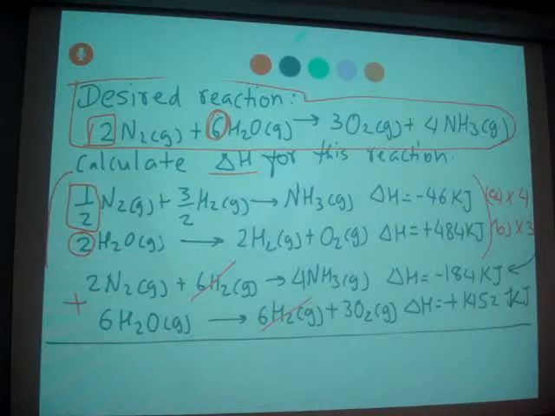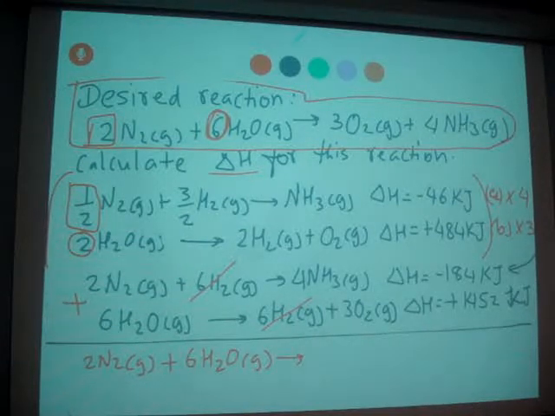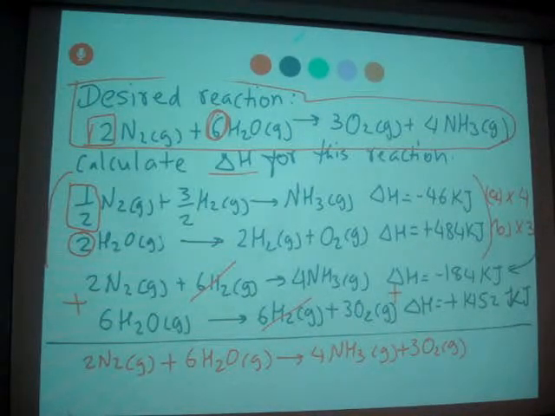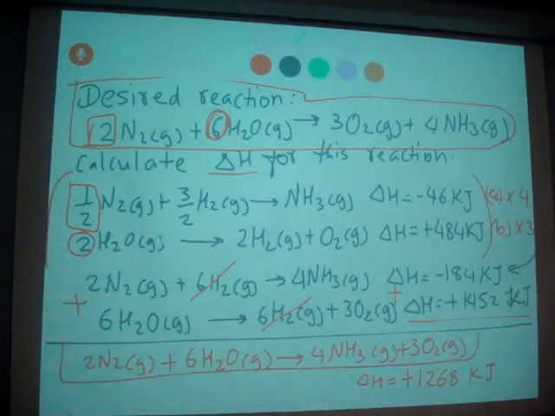So what's our equation we get? 2 moles of N2 gas plus 6 moles of H2O gas, arrow, 3 moles of O2 gas plus 4 moles of NH3 gas. Fantastic. And we add this to enthalpy also. When you do that, delta H for this particular reaction, we get positive 1268 kilojoules. Now when you compare this equation with the desired equation, we get the same one, right?